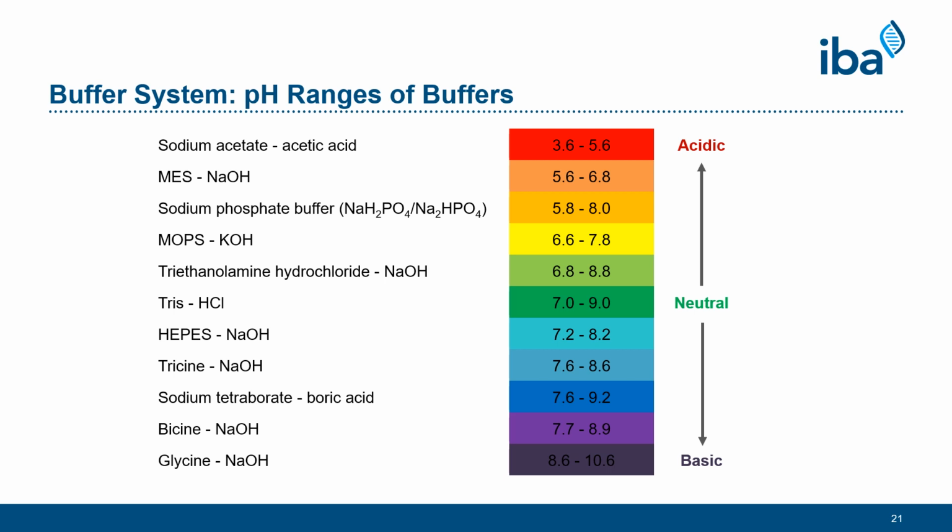Each buffer system has a pH range for which it is suitable. The most commonly used buffer system is Tris buffer due to its neutral pH range. If a buffer system with an acidic pH is necessary, MES or sodium phosphate buffer or MOPS buffer can be used. And for basic pH, the Good's buffer systems are applicable, like HEPES and Tricine, but please keep in mind that the buffer system is also influenced by the subsequent application, but I will come back to this point later.